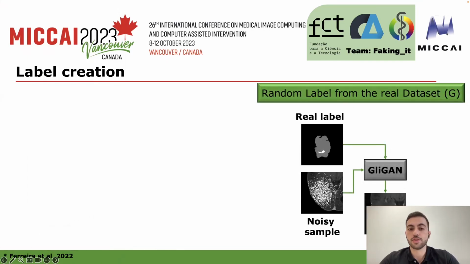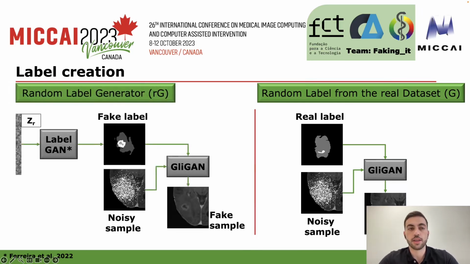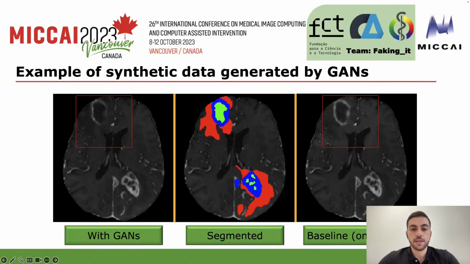After training the generator, two strategies were used to generate new cases. The first strategy was to select random real labels to generate the synthetic scans, and the second strategy was to train another GAN to generate random synthetic labels and use these as input of the glioblastoma generator, the GliGAN, to generate the synthetic data. The dataset generated by this strategy is referred to as G, and the one generated by the random label generator is referred to as RG. Here, we see the difference between the tumor generated with the GAN and the baseline method. It can be seen that using a GAN allows for a more realistic generation.